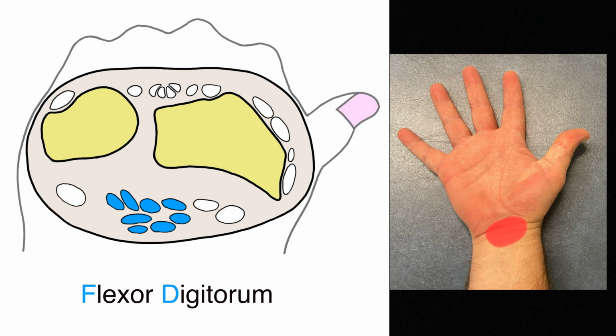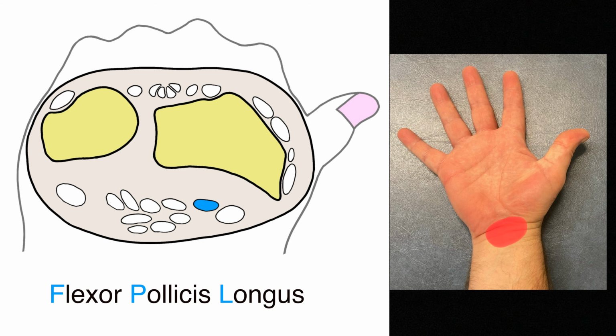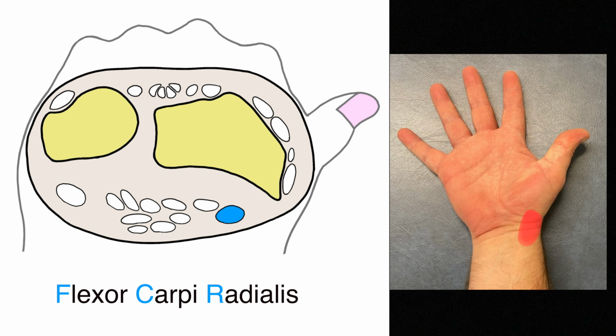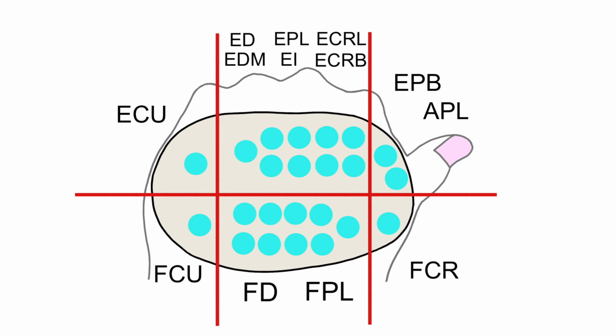In the central portion of the palm we have the 8 flexor digitorum tendons which bend the fingers, and flexor pollicis longus tendon which bends the thumb. And then finally over the thumb side we have flexor carpi radialis, which is another wrist flexor. This diagram can be really useful in helping to determine which tendon it might be.